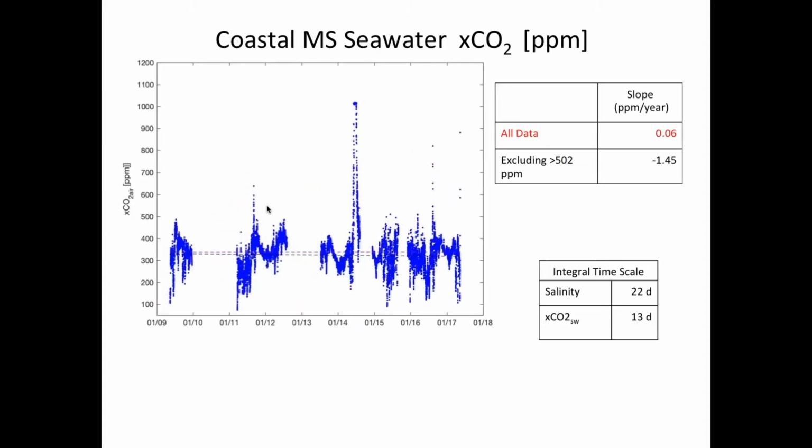If we look at the seawater record, again, there are some things that we haven't explained yet, like that big peak in 2014. If I exclude that peak and anything over 502 parts per million, then I actually get a negative trend of 1.45 parts per million per year. So it's kind of interesting that despite the increase in atmospheric CO2, there's a decreasing trend in the seawater CO2 at this location. And if we look at the integral timescales, for salinity it's 22 days at this location, but for the mole fraction of CO2 in the seawater, it's only 13 days.